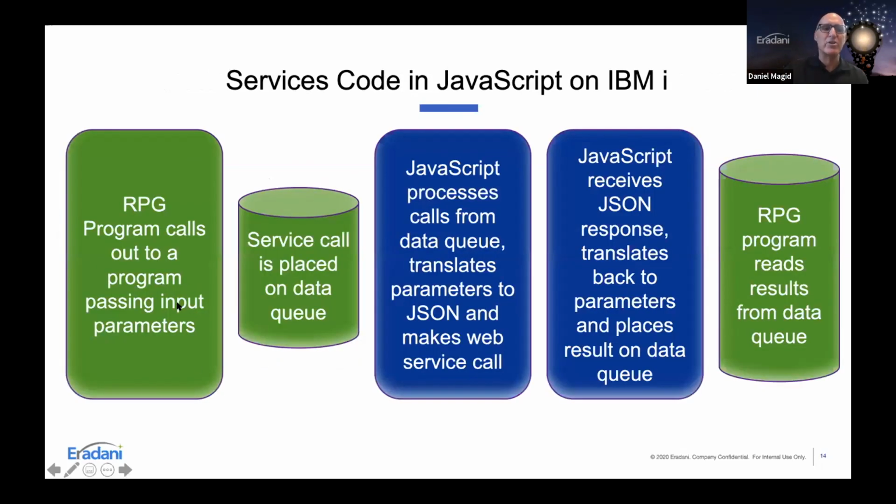So basically, the RPG program calls out to another RPG program or CL program, which Eradani provides. We take that data, we put it out onto the data queue. We then process that information, translate it into a web service call, translate the parameters into JSON data, and then we get the response back. We do all of the error handling for you, all of the authentication for you. And when we get the response back, we translate that response back to parameter data so that the RPG program can read it. So as an RPG programmer, all I need to do is call that program and then read the response.